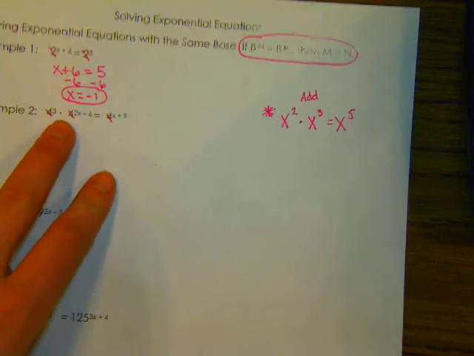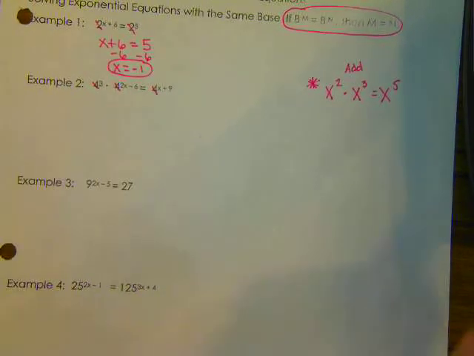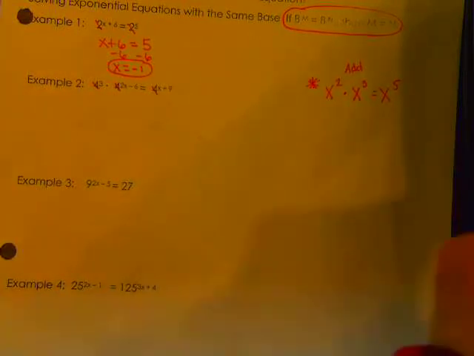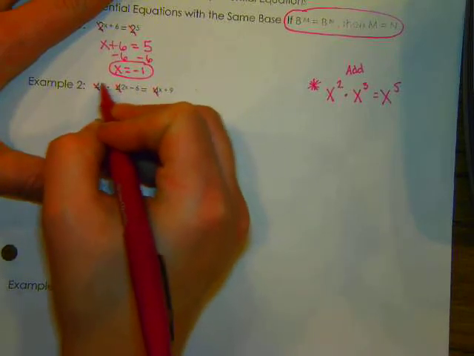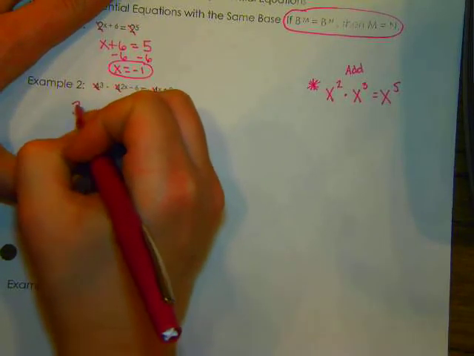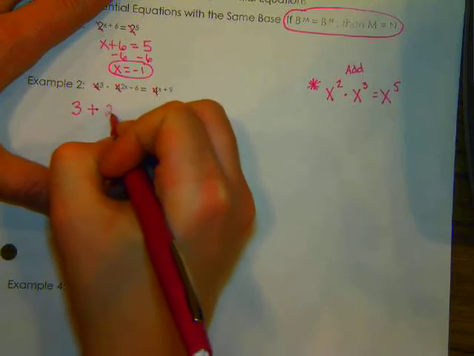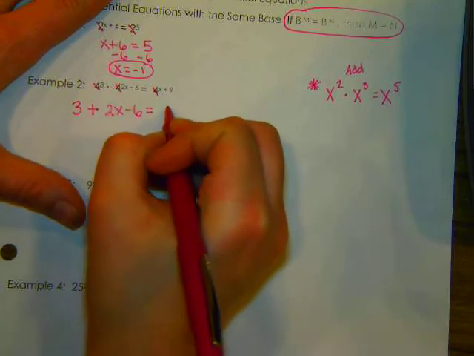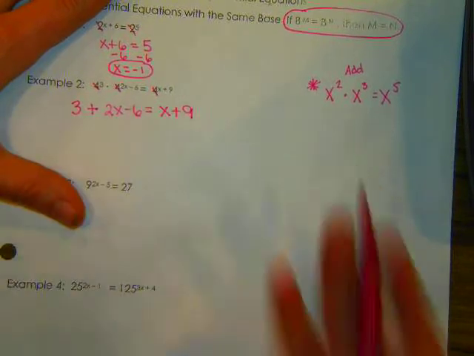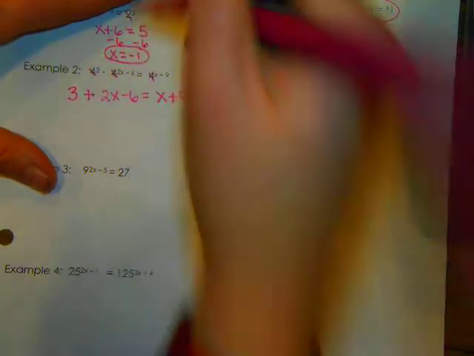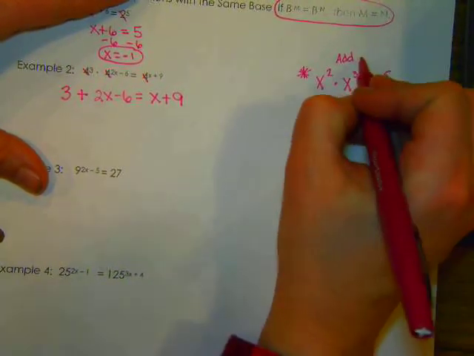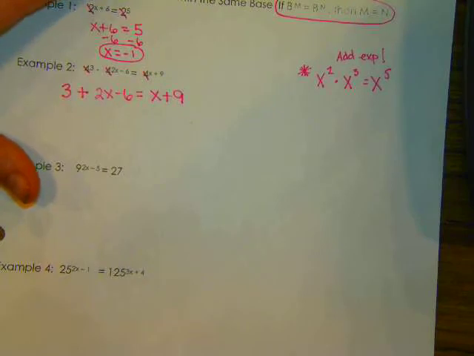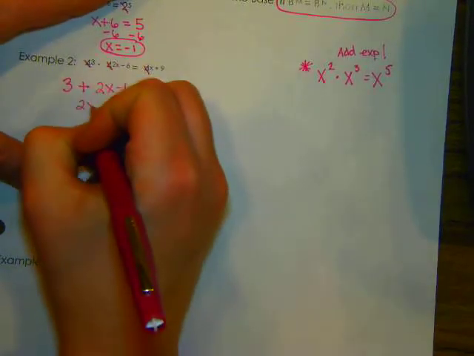Here, we're multiplying expressions, okay? Let me turn this lamp on. We're multiplying expressions with exponents, so you do not multiply the exponents, you add them. So when we rewrite the equation, it's 3 plus 2x minus 6 equals x plus 9. And then you have a multi-step equation, but the biggest mistake people do is they try to do distributive property and multiply there. The rule is, if you're multiplying exponential expressions, you add the exponents. Keep that in mind.